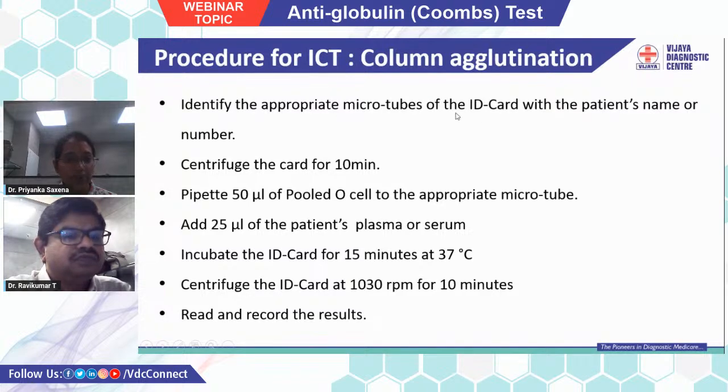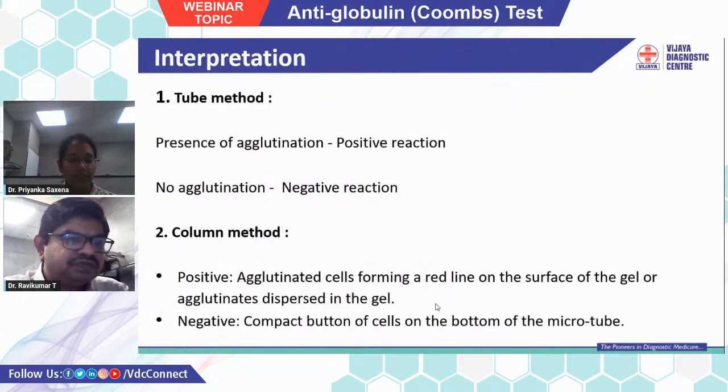with the patient's name or number, centrifuge the card for 10 minutes, and here we pipette 50 microliter of pooled O cell to the appropriate microtube. After adding these pooled O cells, we add 25 microliter of patient's plasma or serum, then subject the tube to incubation for 15 minutes at 37 degrees centigrade, then centrifuge similarly at 1030 rpm for 10 minutes and read and record the results. Interpretation. So tube method, presence of agglutination is a positive reaction.